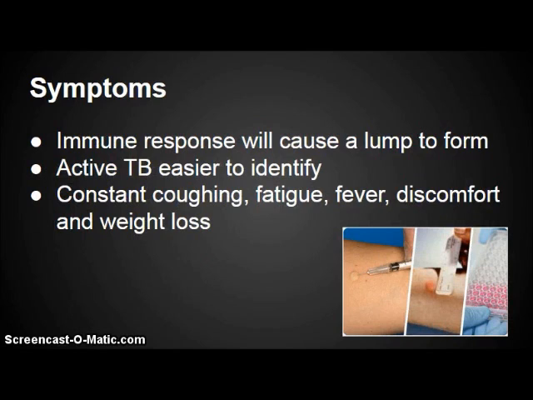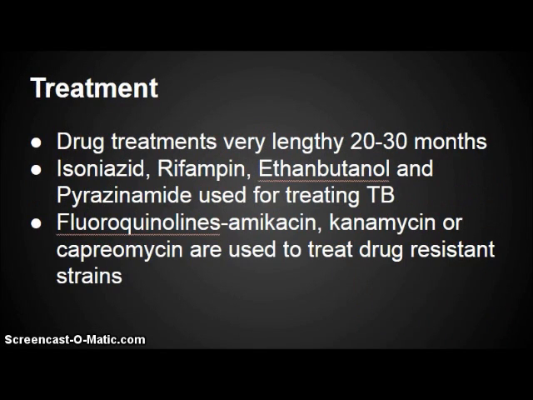People with active TB are easier to identify by constant coughing, possibly blood, fatigue, fever, discomfort, and unintentional weight loss. A skin test is also used. Once TB has been identified, treatment can begin. Drug treatments last a long period of time, typically 20 to 30 months, to ensure TB does not come back. Latent TB treatments last only about 9 months.